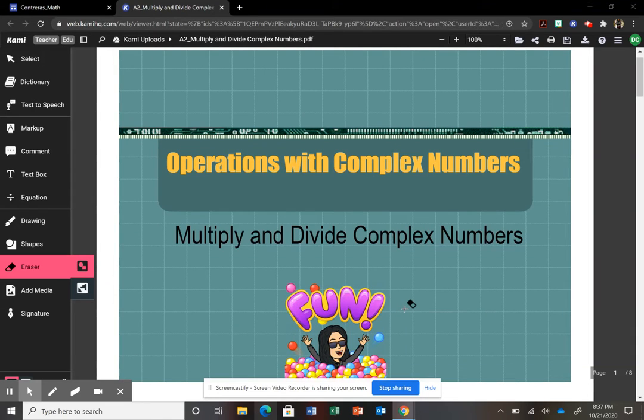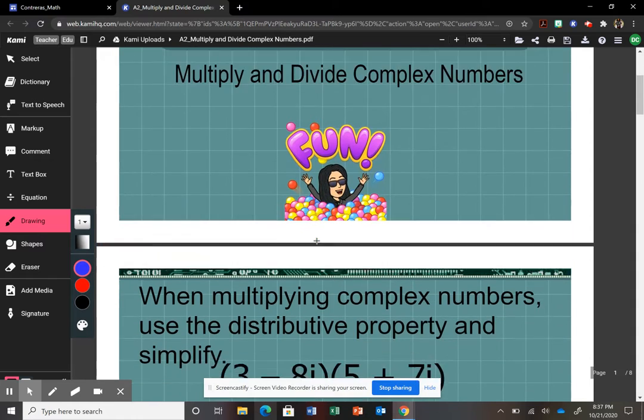Hello, hello. So we're going to continue on operations with complex numbers. Last lesson, we did adding and subtracting complex numbers. Today, we're going to learn how to multiply and divide these complex numbers, okay? Now, I'm only going to do one example on multiplication because when we actually do the division of the complex numbers, we're going to be doing a lot of multiplication, and you'll see that in the examples.